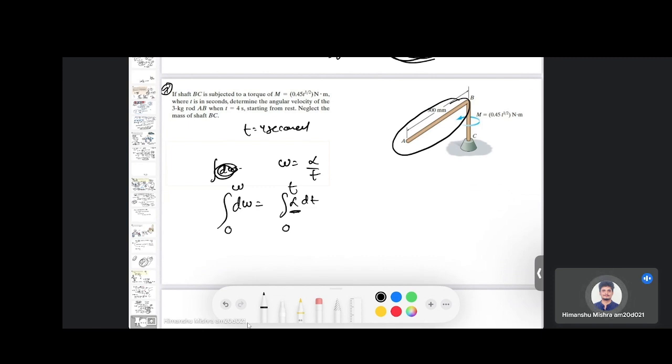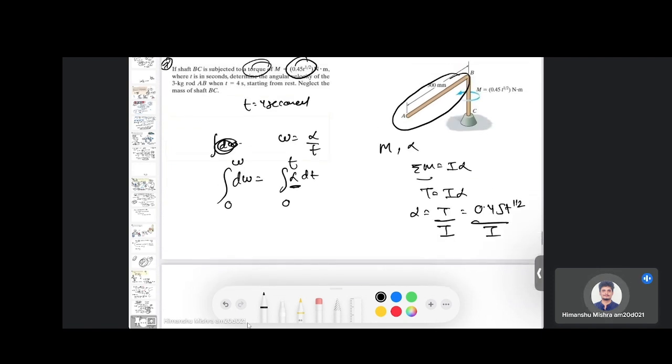And how to find alpha? Since we have been given a torque or a moment, we know that the summation of moment equals I alpha. So this torque will be equal to I alpha, and alpha will be torque divided by I. The torque is given by this expression, 0.45 t to the power 1 by 2, divided by I.